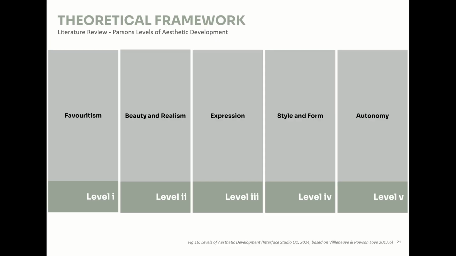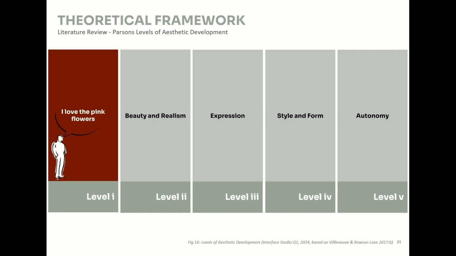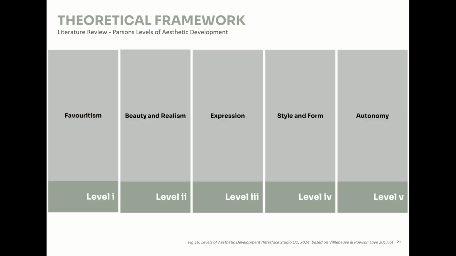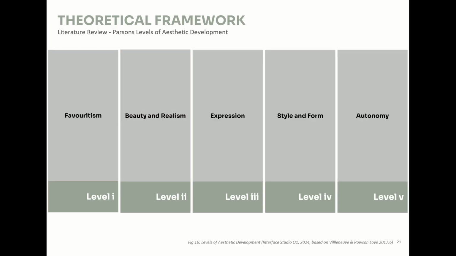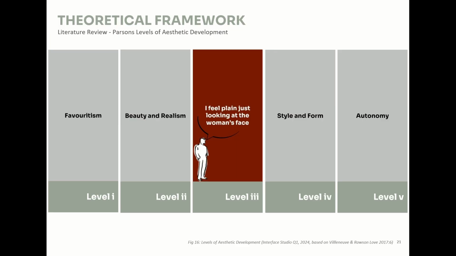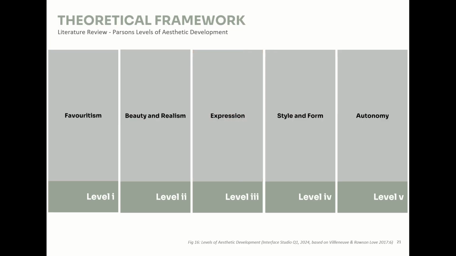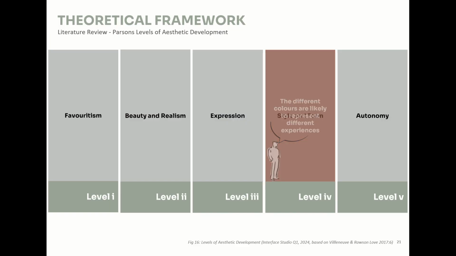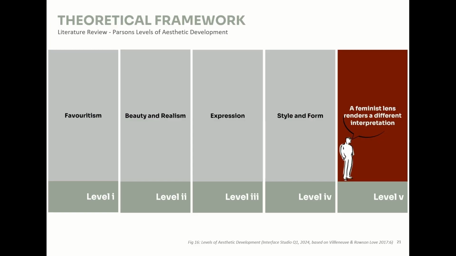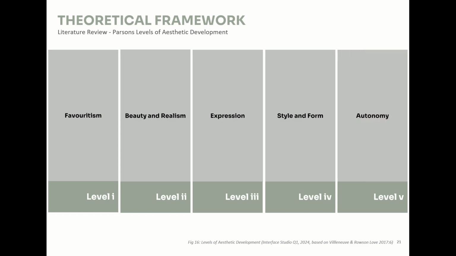This articulation shows how various people respond to artwork. Level 1, favoritism, has a strong attraction to color or subject matter. Level 2, beauty and realism, prioritizes subject matter that is beautiful and/or representational. Level 3, expression, recognizes that artwork evokes feelings. Level 4, style and form, sees artwork as part of an art world context. And finally, Level 5, autonomy, analyzes the artwork from various perspectives.